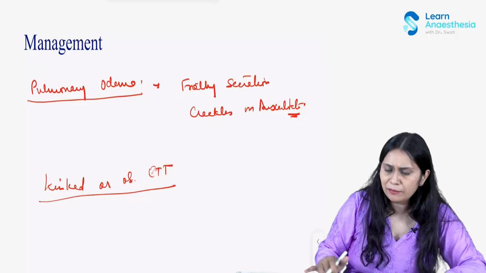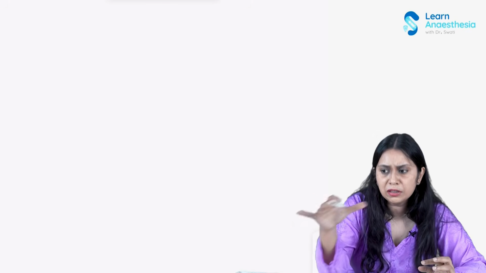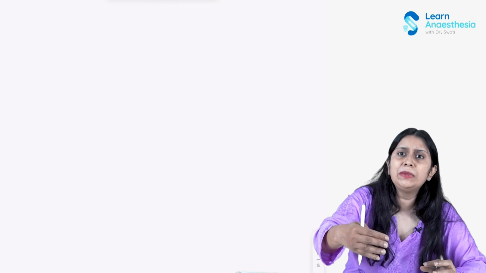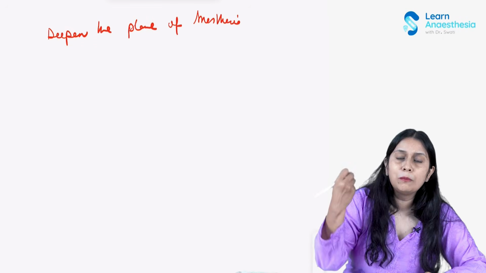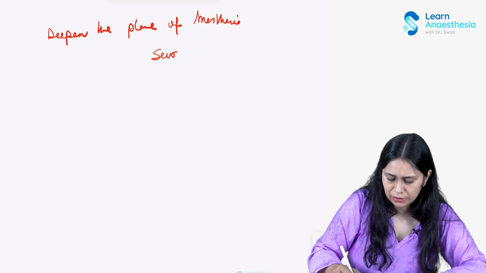So as I said, I have already made the saturation 100% and taken the patient on hand ventilation, right? Then we can deepen the plane of anesthesia. A lot of anesthetic agents which we have are very good bronchodilators. They relax the smooth muscle and cause very good bronchodilation. Your halothane, sevoflurane are very good bronchodilators. Propofol is an excellent bronchodilator. Ketamine is a very good bronchodilator. So we can use any of these drugs for immediate deepening of anesthesia and bronchodilation. So next thing, deepen the plane of anesthesia by a bronchodilator anesthetic agent like sevoflurane.